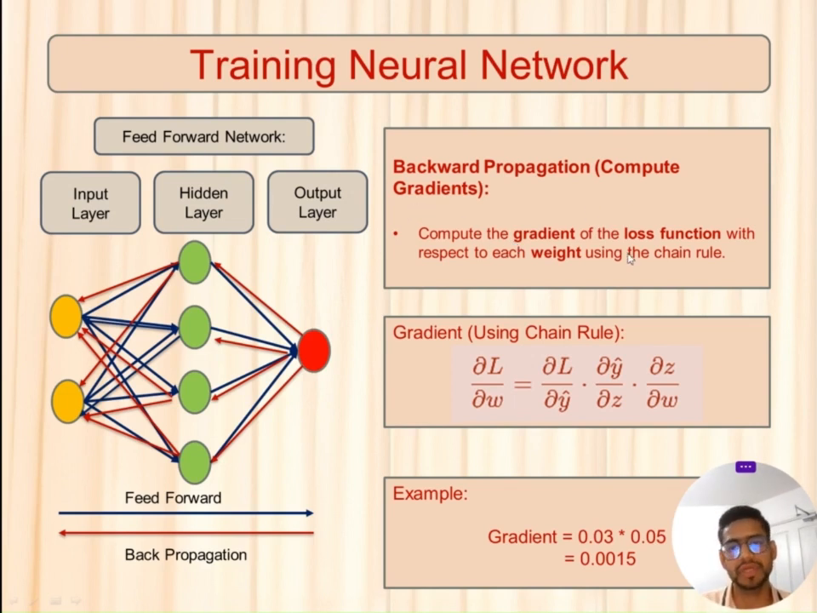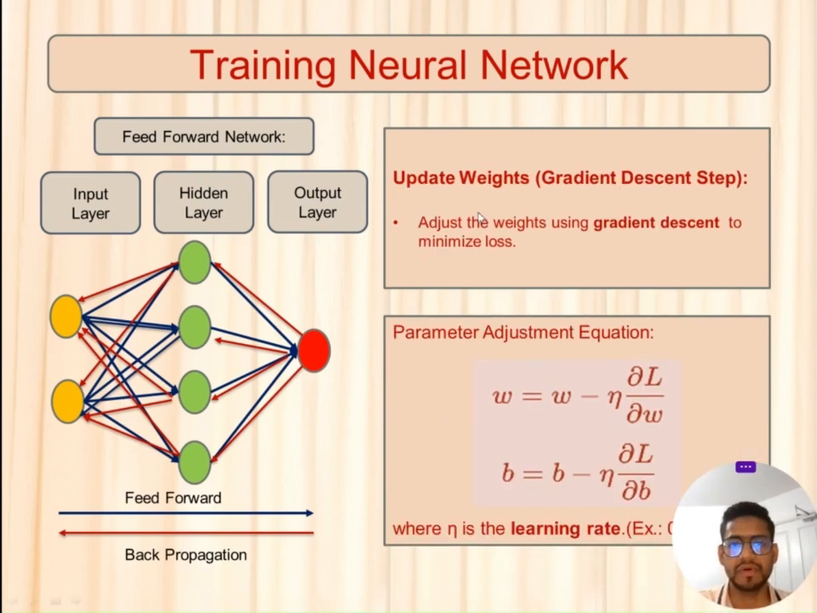The gradient is actually the derivative of the loss function with respect to the weight, and here we use the chain rule of derivatives. We can see here multiple gradients or derivatives are multiplied together. One easy example: if we multiply 0.03 by 0.05, it gives a smaller number. So the more we multiply, the smaller the number we get in the result.